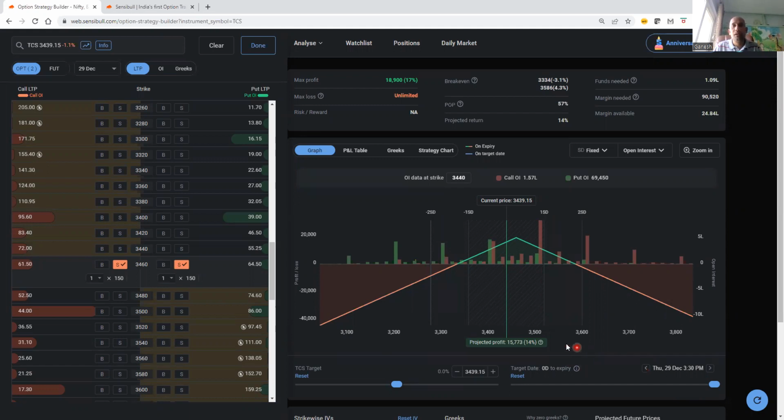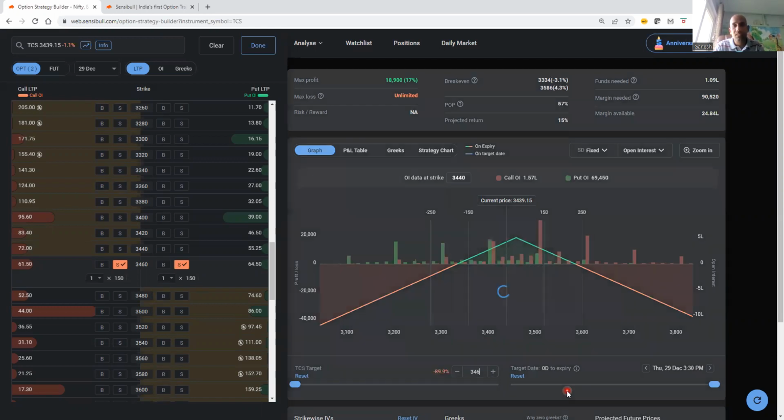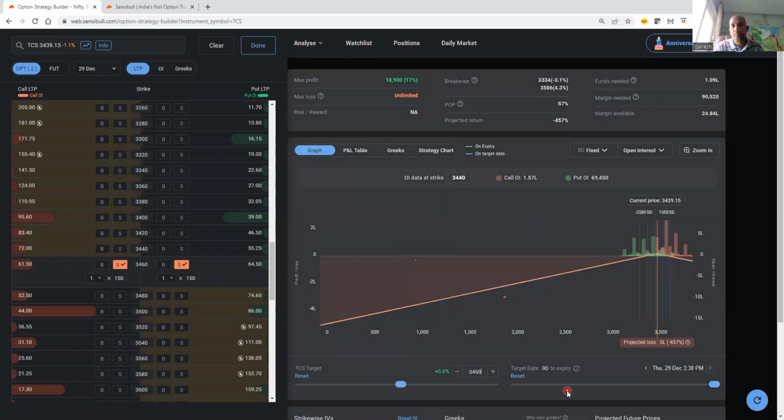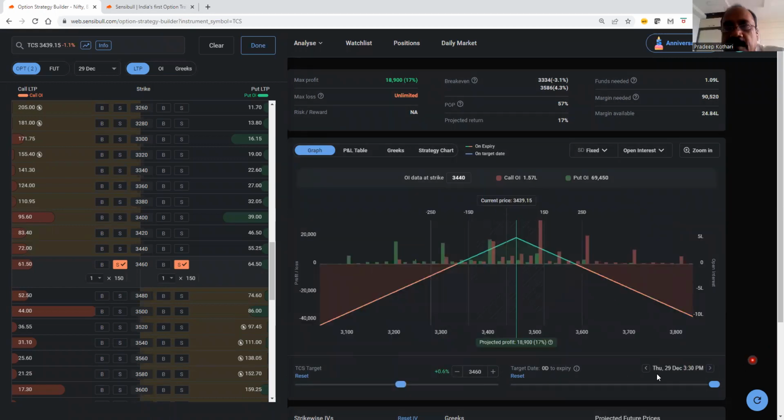So if the stock continues, because it's a 14. Why 14? It is not in the center, right? It is still on the left side. That is why it's showing 14%. It goes a little bit higher. Let's say our strike is 3,460, right? Then it goes 3,460, let us say. Yeah, 17%, no, you will get 70% on that day. That is based on the time.